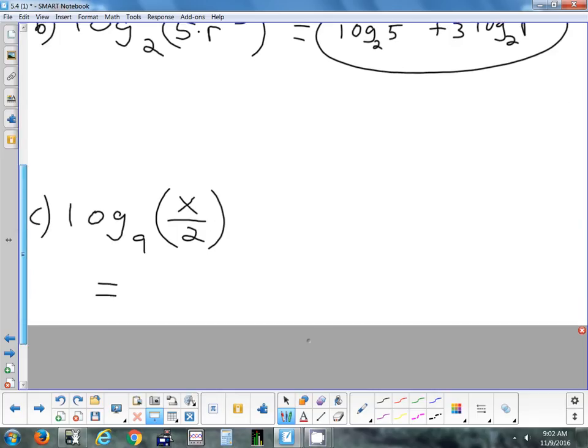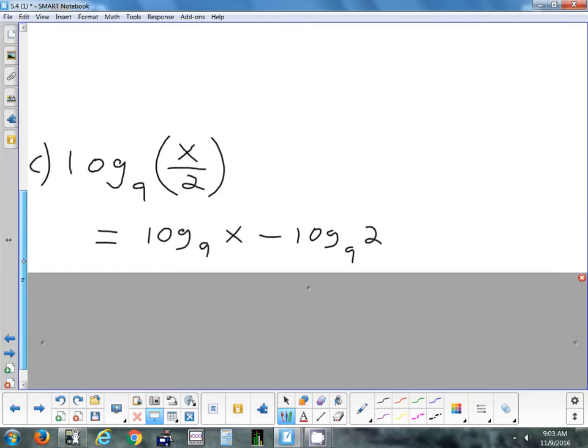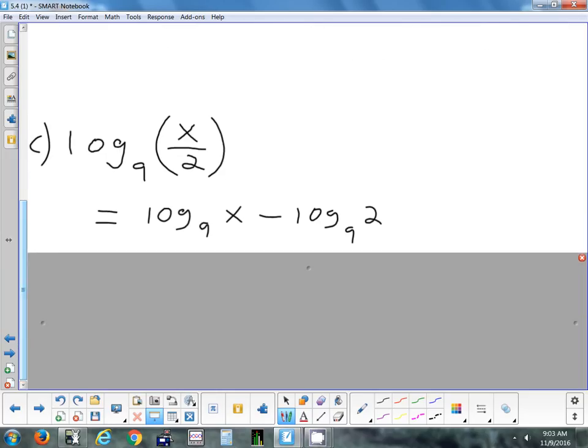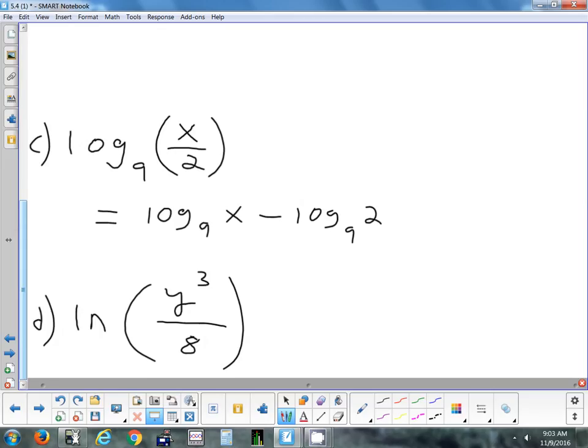All right. Anyone think they can tell me the whole answer to that one? It's the first one we've done of this type, so if you get stuck, that's okay. Log base 9 of x, minus log base 9. That's the big difference here. Minus log base 9 of 2. Any questions on that? All right. And I told you it works for any base: log, ln, whatever base you want to use.